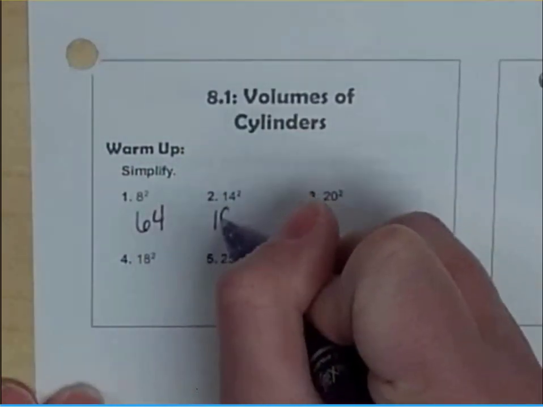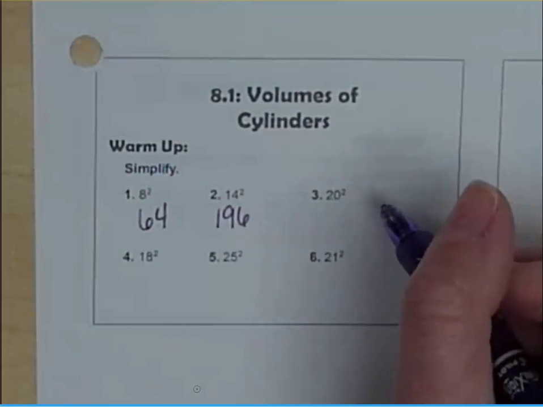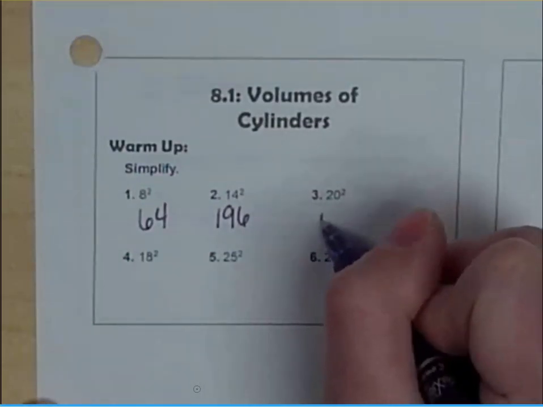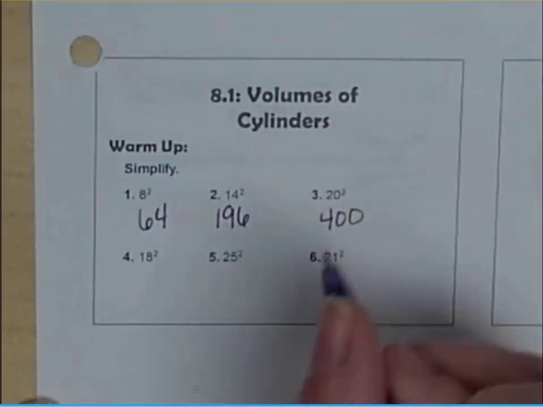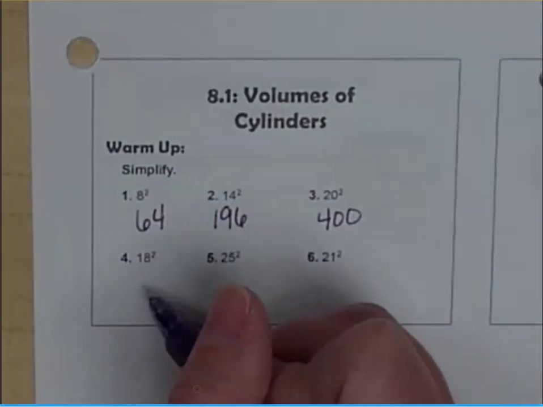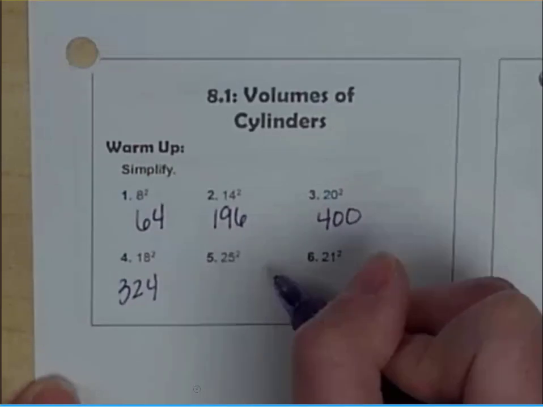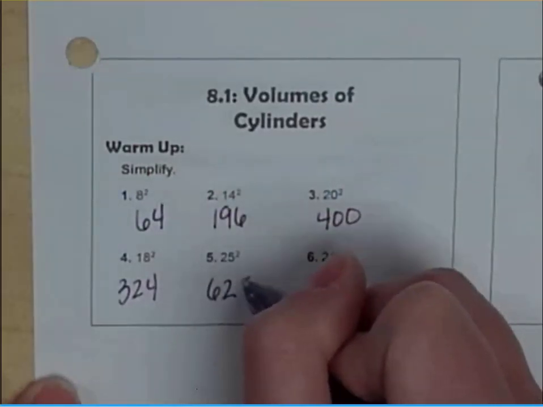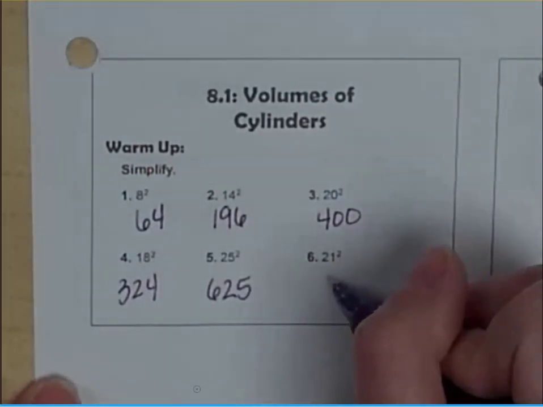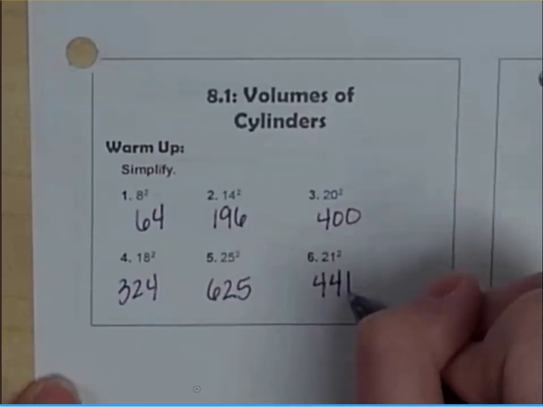14 times 14 is 196. 20 times 20 is 400. 18 squared is 324. 25 squared is 625. And 21 squared is 441.